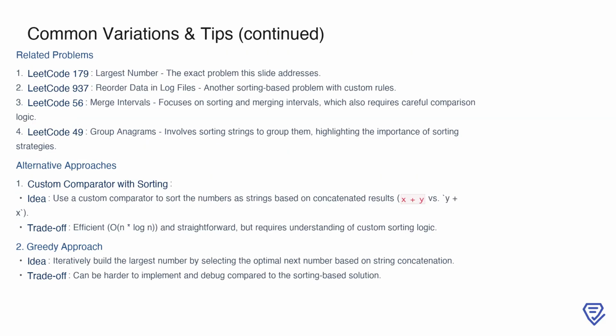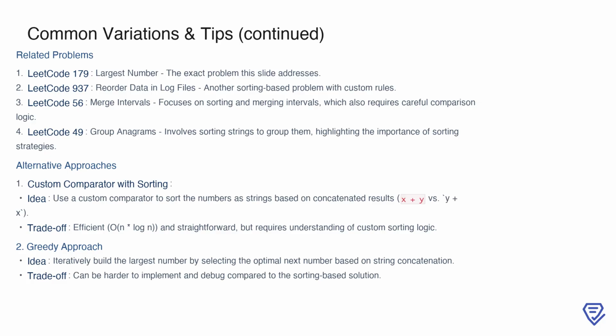Let's explore related problems that share similar concepts. First, there's LeetCode 179, which is the exact largest number problem we're discussing. Then there's LeetCode 937, reorder data in log files, which also involves sorting with custom rules. Another is LeetCode 56, merge intervals, where careful comparison logic is required while sorting and merging intervals. Lastly, LeetCode 49, group anagrams, focuses on sorting strings to group them, further highlighting the importance of sorting strategies.